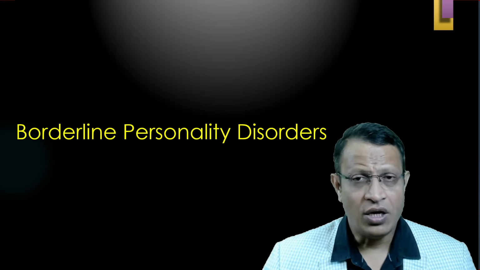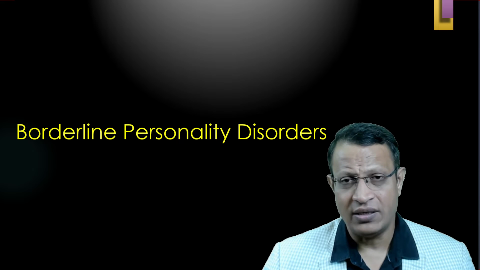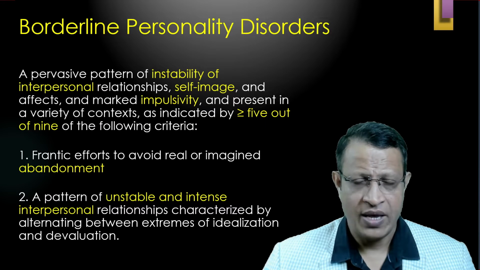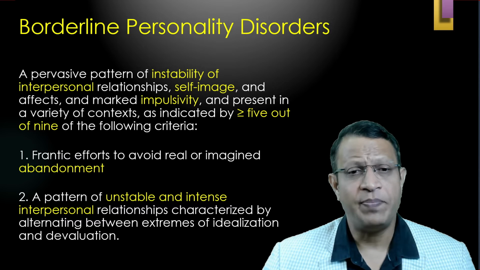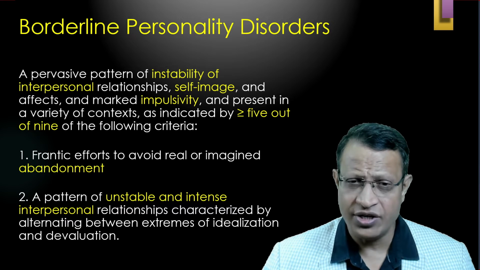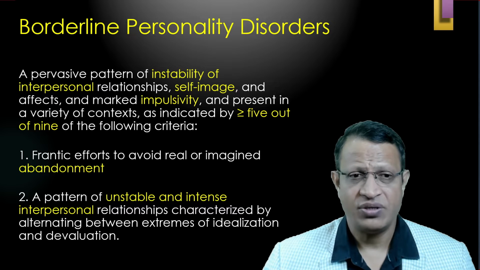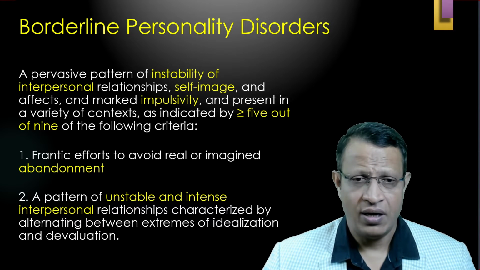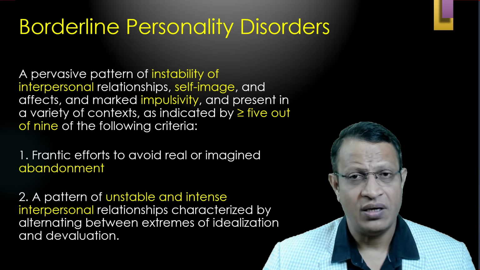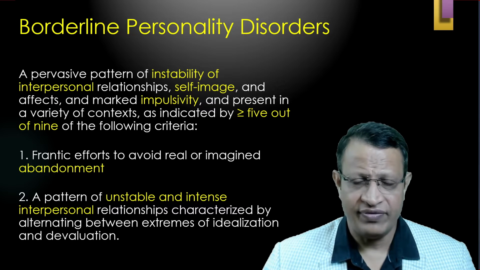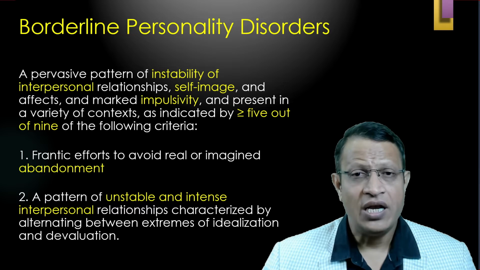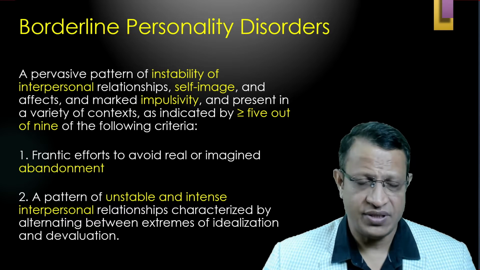Now let's move on to the second important category of cluster B, borderline personality disorder. Borderline personality disorder is a pervasive pattern of instability of interpersonal relationships, self-image, and affect. There will be marked impulsivity, and these symptoms are present across contexts of life. At least five symptoms should be there out of the nine. Let's look into these nine symptoms.